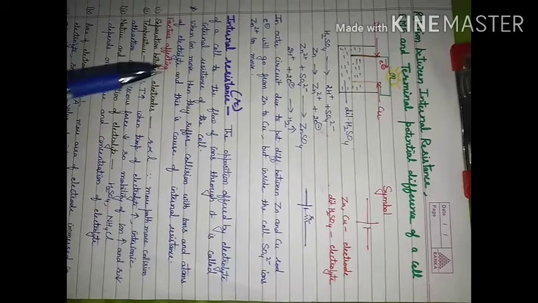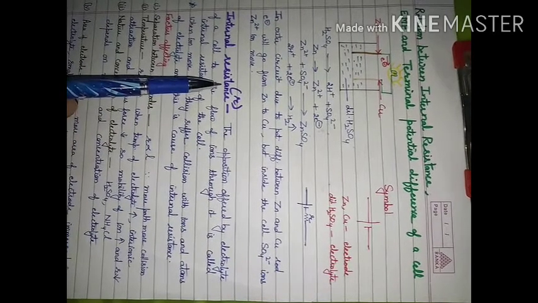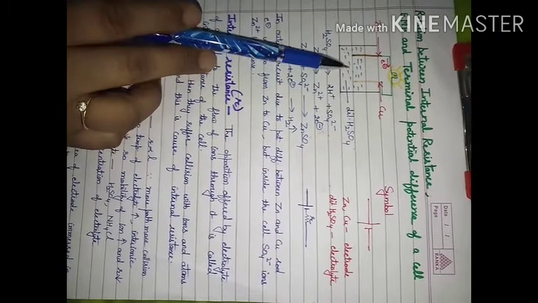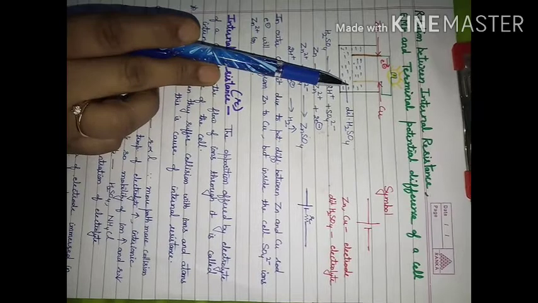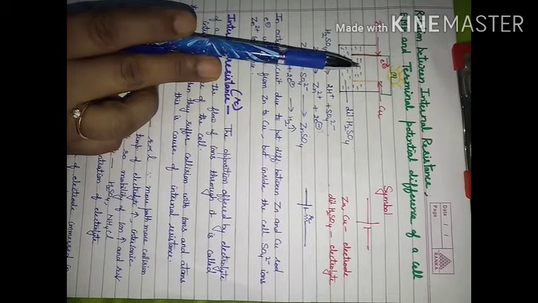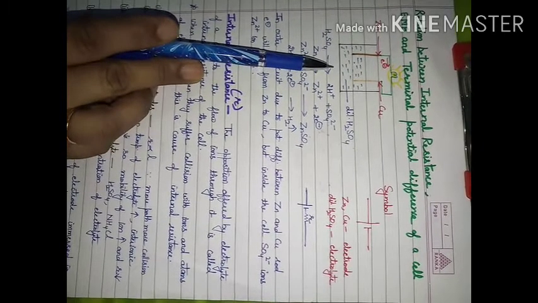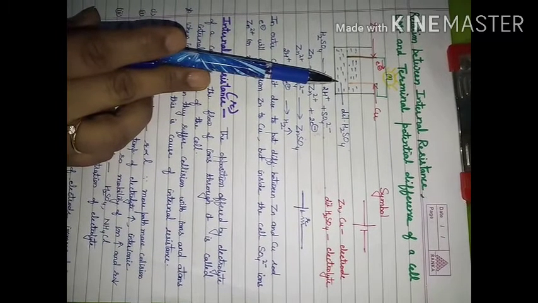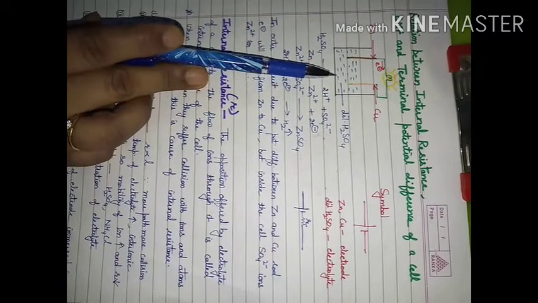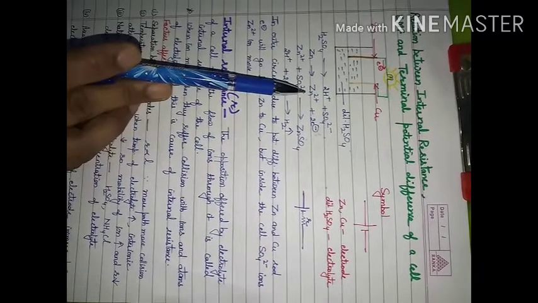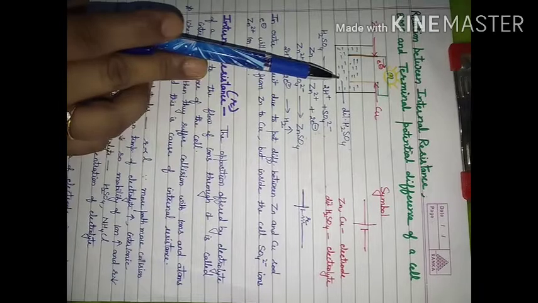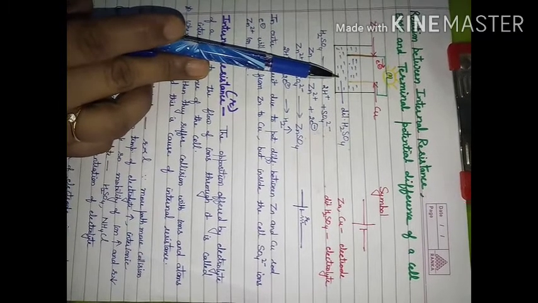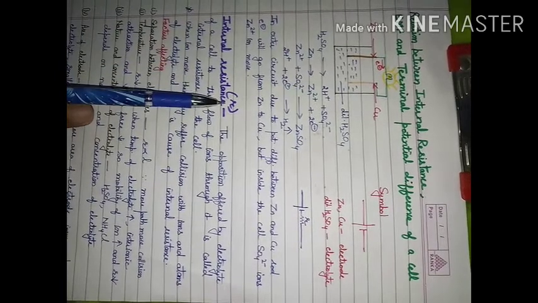Let us consider the term internal resistance. In a cell, ions move in the electrolyte, and when ions are moving, they suffer collisions with ions and atoms of the electrolyte, and due to this collision they cannot move freely; they experience opposition to their flow. This opposition to the flow of ions due to collisions with other ions or atoms of the electrolyte is known as internal resistance.